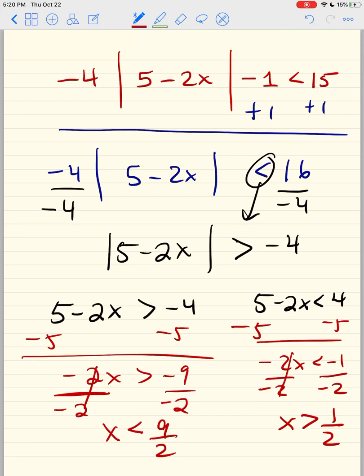Now, pick a number that's bigger than a half. Okay? The number 1 is bigger than a half. Let's see what happens here. 2 times 1 is 2. 5 minus 2 is 3. Absolute value of 3 is 3. Times a negative 4 is a negative 12. Minus 1 is a negative 13. That's less than 15. So this person works. And then x is less than 9 halves. 9 halves is 4.5. So pick 4 and see if that works.